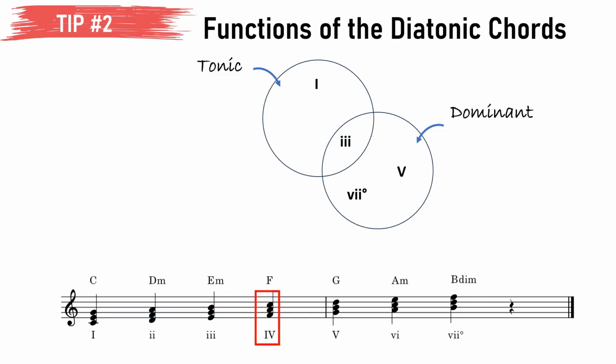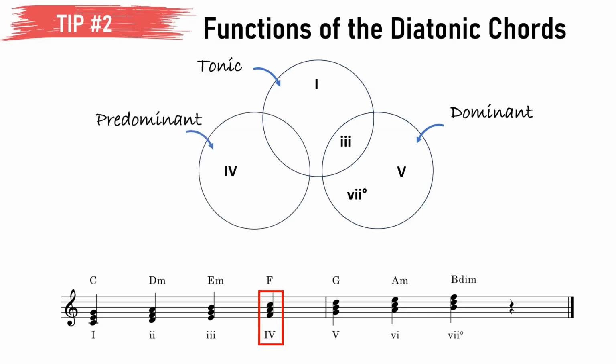F, the 4th, has a predominant function. It has just 1 note in common with the first, which is the root note C. D minor, the 2nd, has 2 notes in common with the 4th, F and A, and it has a predominant function. The last chord, A minor, the 6th, has 2 notes in common with F, A and C, and 2 notes in common with the first, C and E. So the 6th has both predominant and tonic function. It depends on the context.